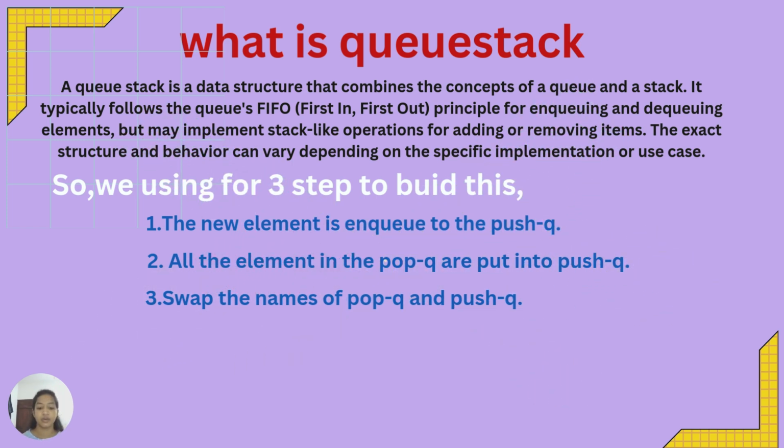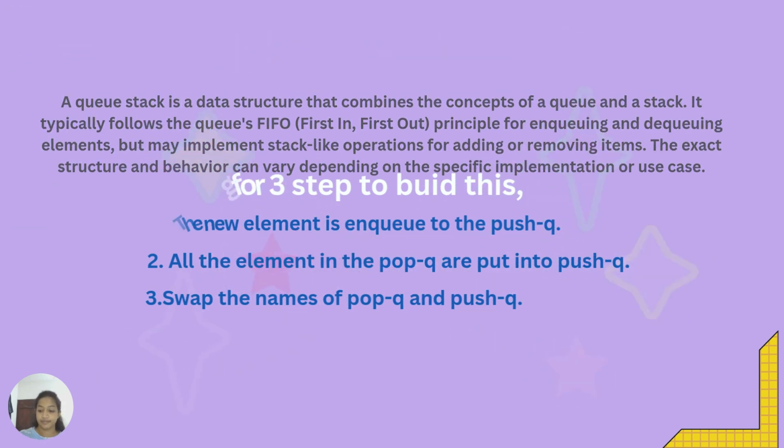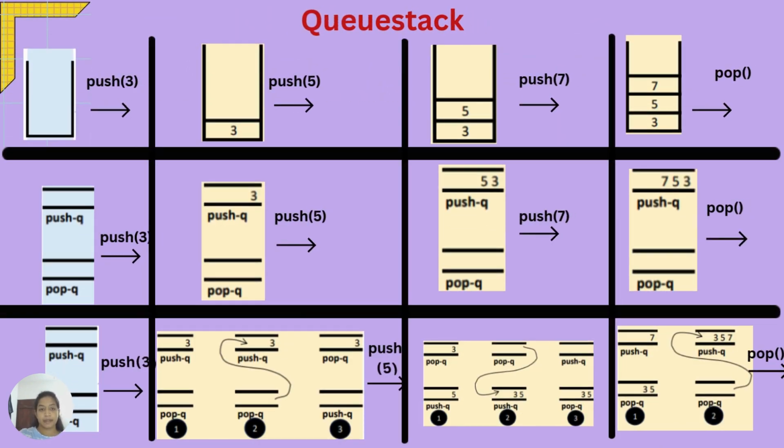Now let's look at the queue-stack in a diagram. This diagram represents the process of pushing and popping elements in a stack, but with the additional queue-friendly approach. It has three main sections. First, the standard stack operation. Second, a push-friendly stack. Third, a pop-friendly stack.